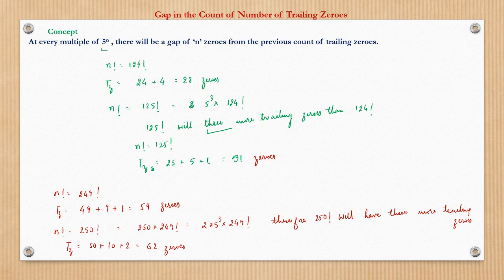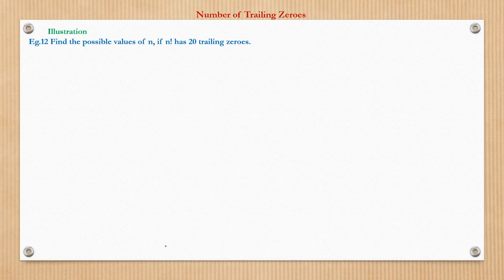So right, this concept we have understood, that at every multiple of 5 there will be extra zeros from the previous count of trailing zeros. So previous count of trailing zeros was 59, at 250 factorial we will have 3 extra zeros, right? Now let us see some questions over this. Find the possible values of n if n factorial has 20 trailing zeros.